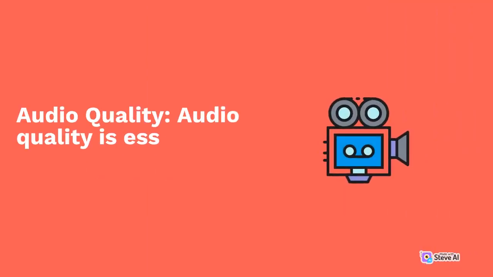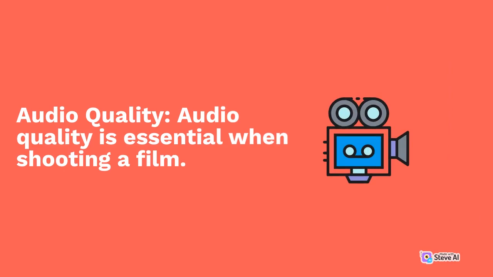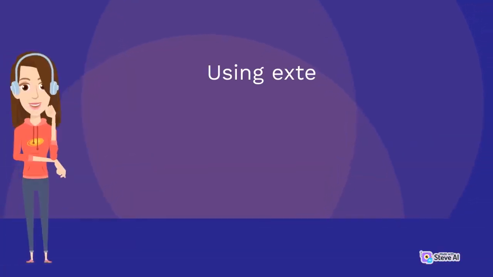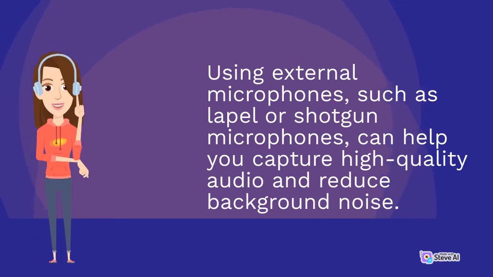Audio quality. Audio quality is essential when shooting a film. Using external microphones, such as lapel or shotgun microphones, can help you capture high-quality audio and reduce background noise.